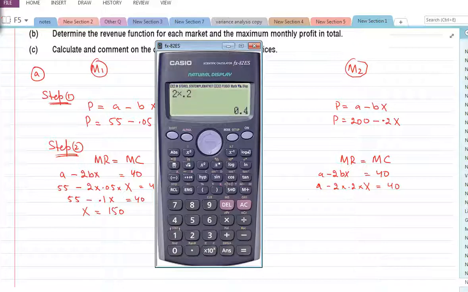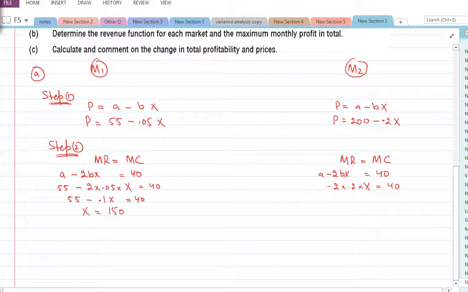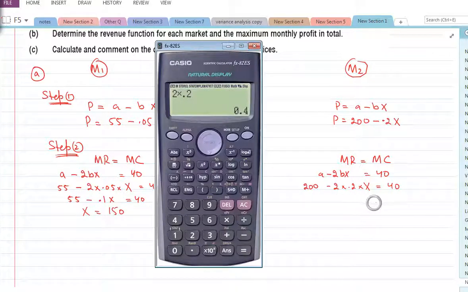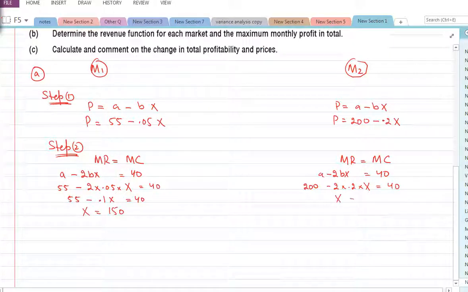Right? A, remember, is given to us already, so we can write it here 200. So this is 0.4. 40 minus 200 divided by 0.4, which will be 400 units. Now this basically means that in order to maximize the profit, we should make and sell 150 units in market 1, and we should make and sell 400 units in market 2, right?